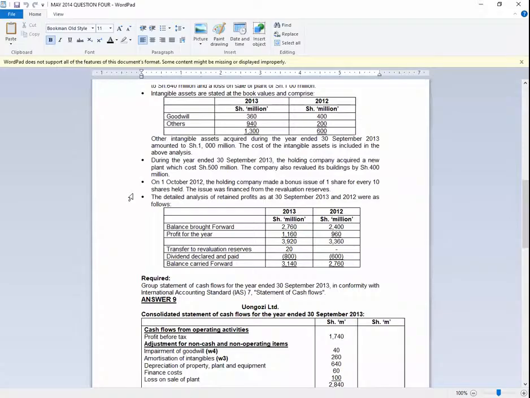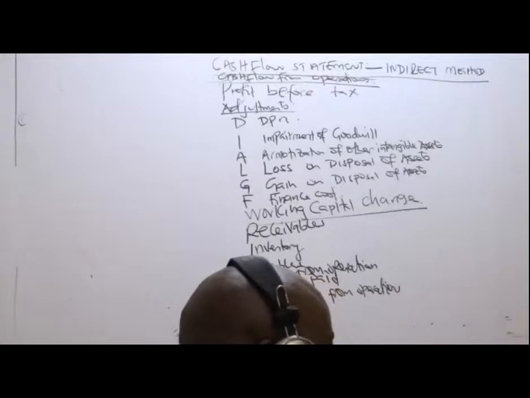Note 3 or 4, the detailed analysis of retained profits as at this year and that year, were as follows. They want me to give them the group statement of cash flows for the year ended 30th September 2013 in conformity with International Accounting Standard IAS 7, statement of cash flows. This examiner never told us to use the direct method. He's silent. And whenever he's silent, we shall always, ladies and gentlemen, use the indirect method.